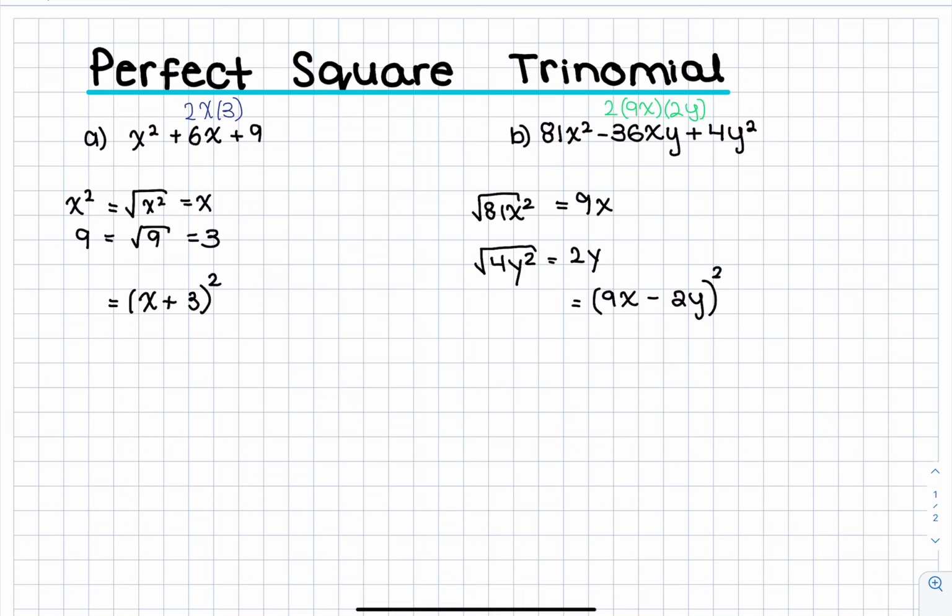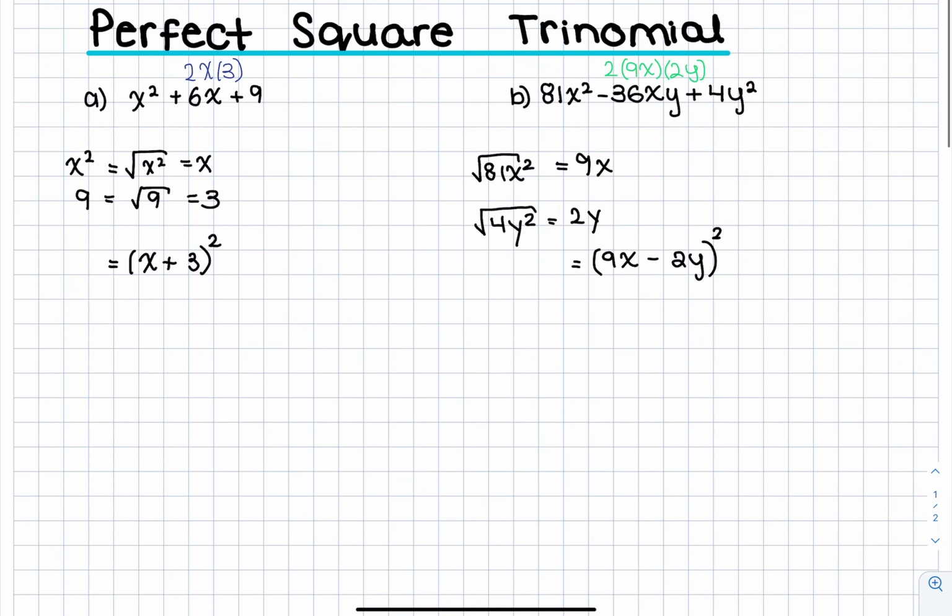The reason this works is because if we were to then expand these brackets, we would end up with the exact same thing. We can show that for A over here. If we have x plus 3, that square is just saying it's being multiplied by itself. So it's x plus 3 multiplied by x plus 3. And then we can FOIL it.